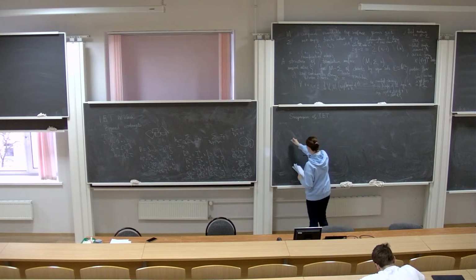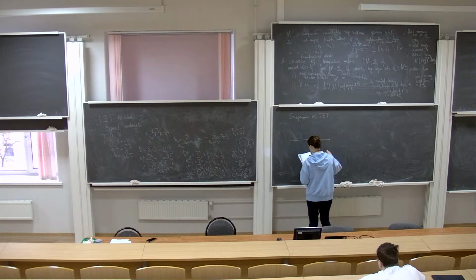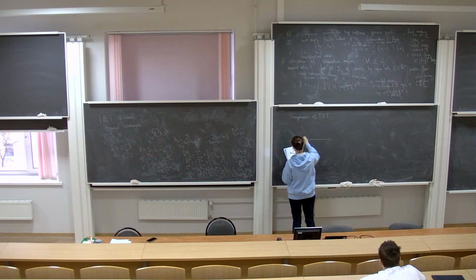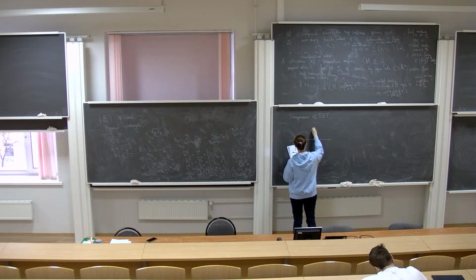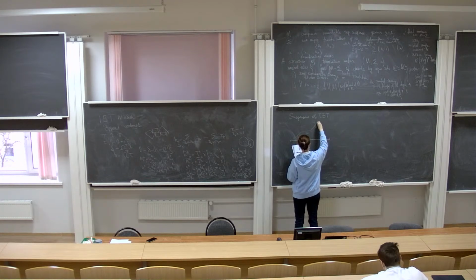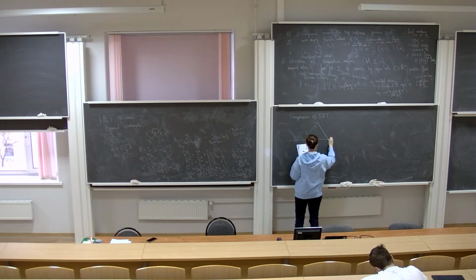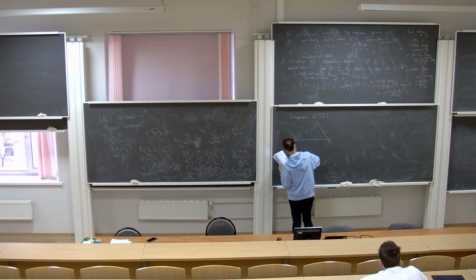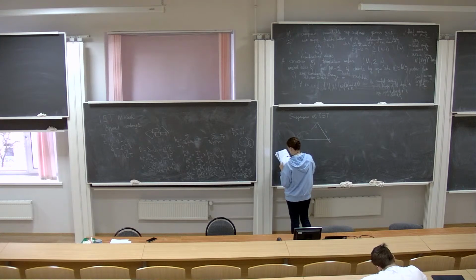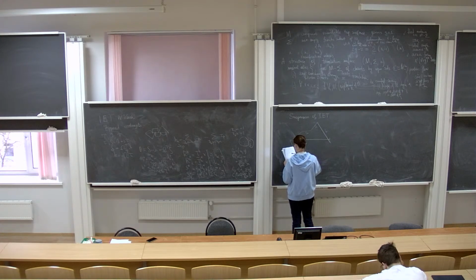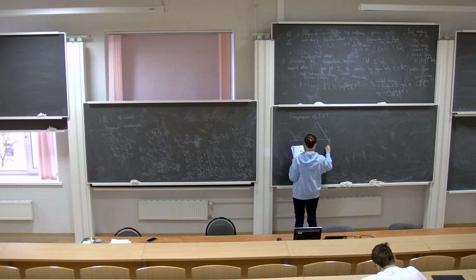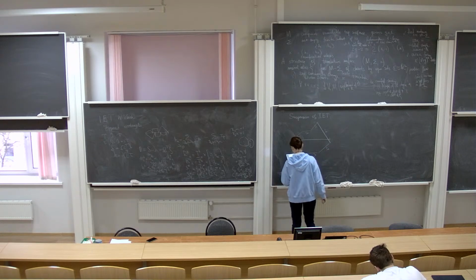I will make it for the situation with 4 intervals to make it a bit more exciting. So this is my zeta A, zeta B, zeta C, zeta D, and here will be zeta D, zeta C, zeta B, zeta A. That's what we did in the first construction.